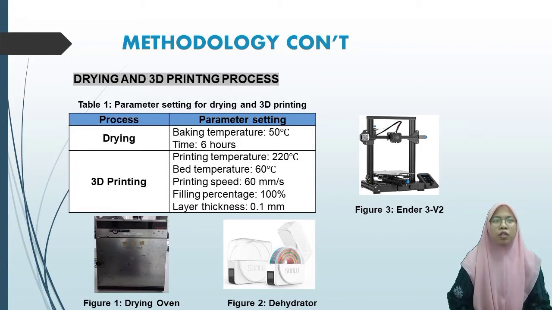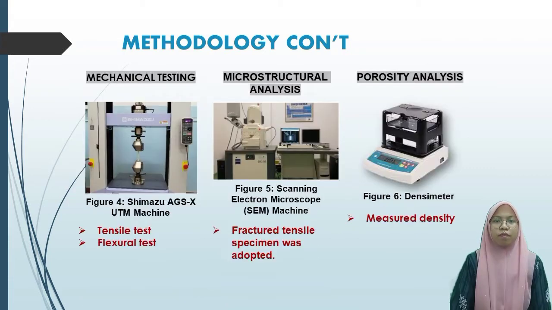As can be seen in Table 1, for the drying method the filaments are dried at a temperature of 50 degrees Celsius for 6 hours. For the 3D printing parameters, the printing temperature is set at 220 degrees Celsius, the bed temperature is 60 degrees Celsius, and the printing speed is 60 mm per second. Figure 1, Figure 2, and Figure 3 show the oven, dehydrator, and the 3D printer that were used in this research.